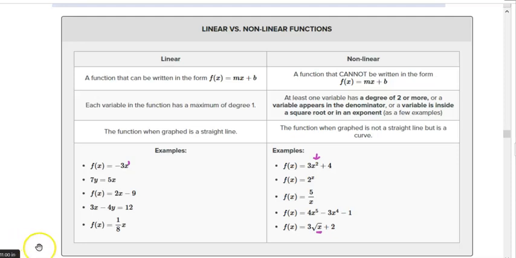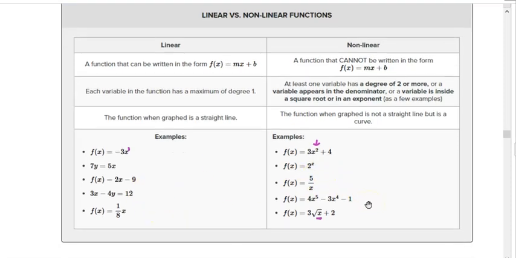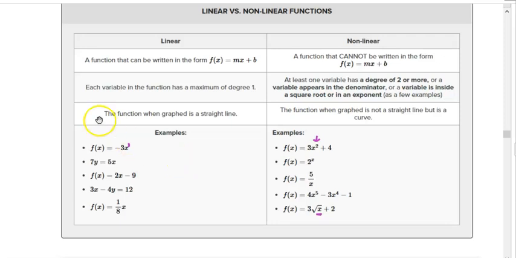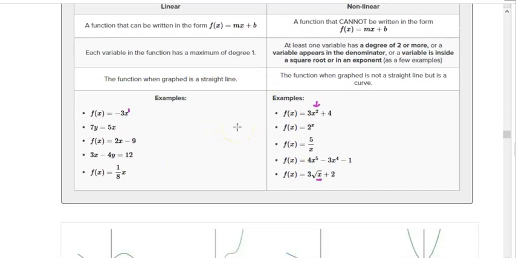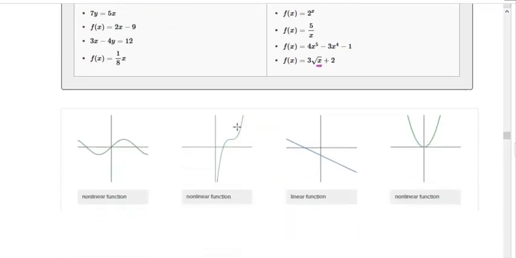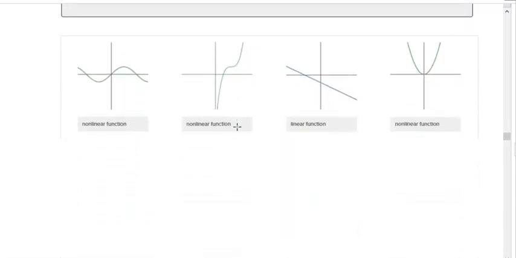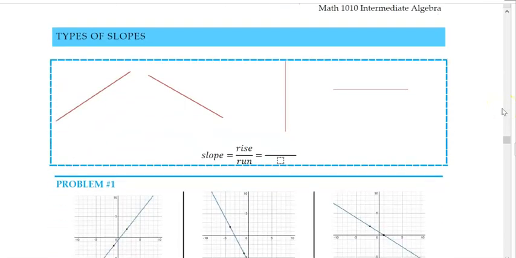So paying close attention to what the equations look like will help us, but remember also if it's graphed and it's linear, it needs to be a straight line. If it's anything other than a straight line, then it's not linear. So here we can see this one is our linear function. The others are not. They don't make a straight line, so those are not linear.